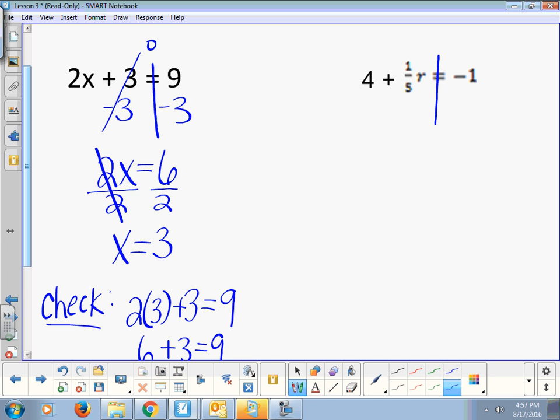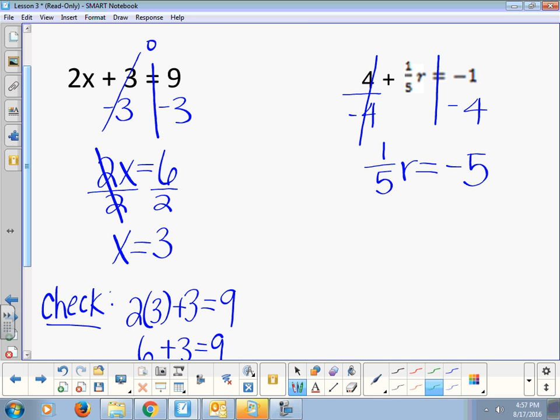For our second example, we have 4 plus 1/5 r equals -1. We want to get rid of this 4. It's a positive 4, so we need to subtract 4 from both sides. This will cancel, and we get 1/5 r equals, if we have -1 and we take away 4 more, we're going to be at a bigger negative, or -5.